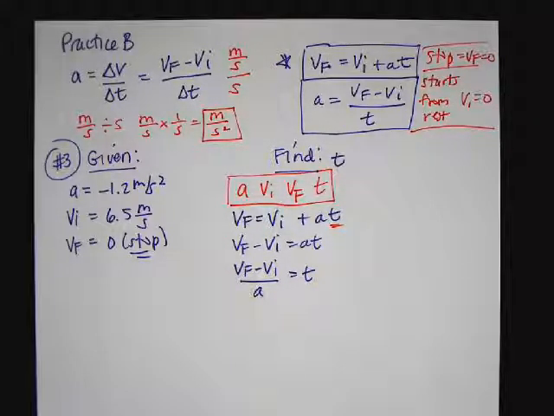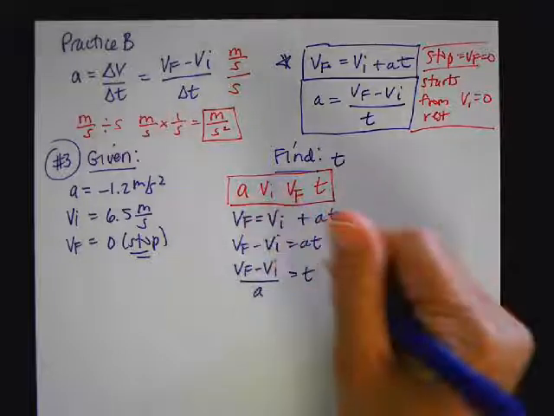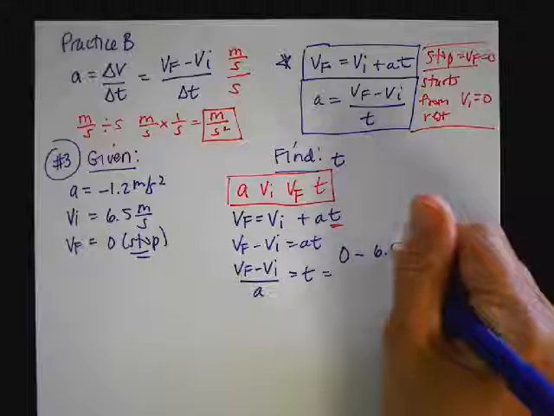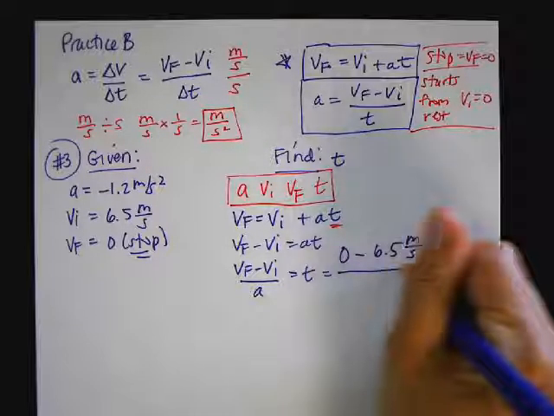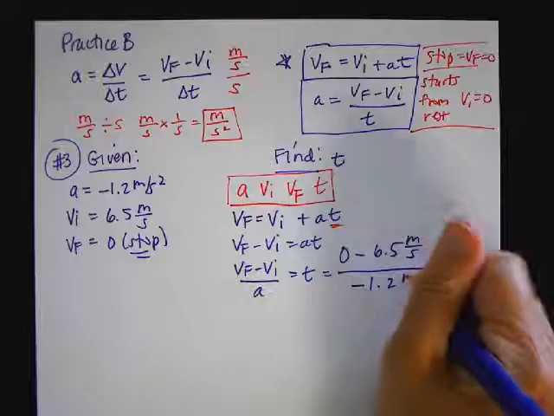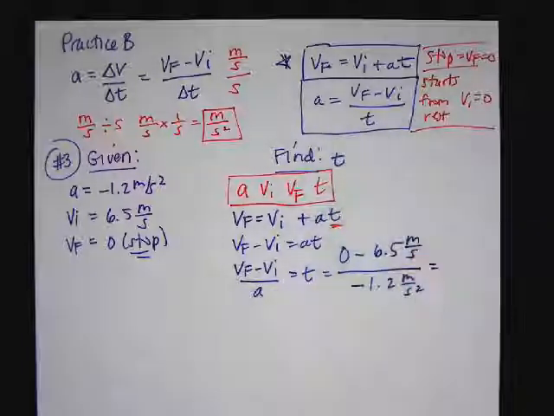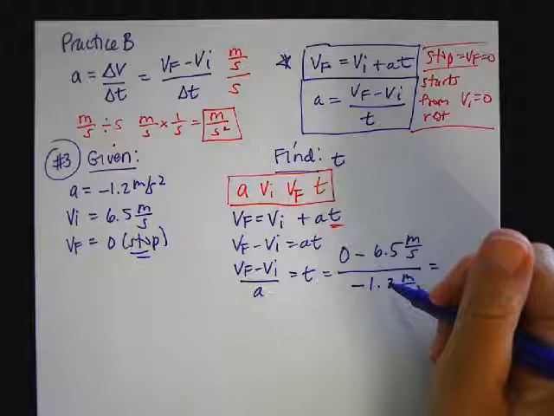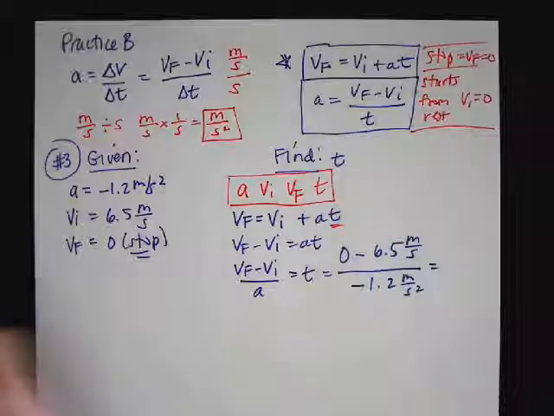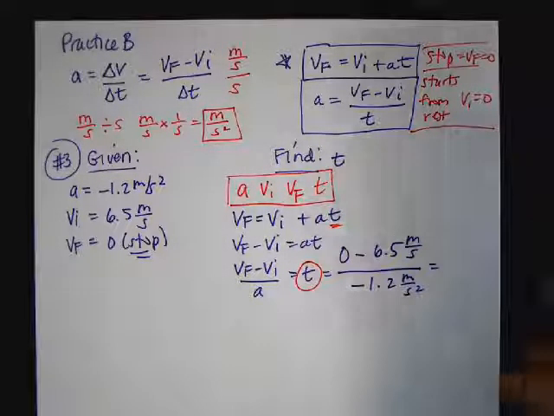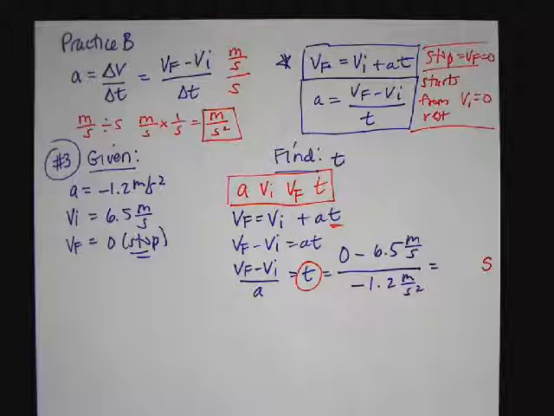Now I'm going to substitute in my values. So 0 minus 6.5 meters per second divided by negative 1.2 meters per second squared. Now why do I bother to put those units in? Well, in physics, again, we have a foolproof way to check our work every time we do it. So when I do 6.5 divided by 1.2, I know what this unit's supposed to be. This is time, and I know time is measured in seconds. But I want to make sure that this comes out.